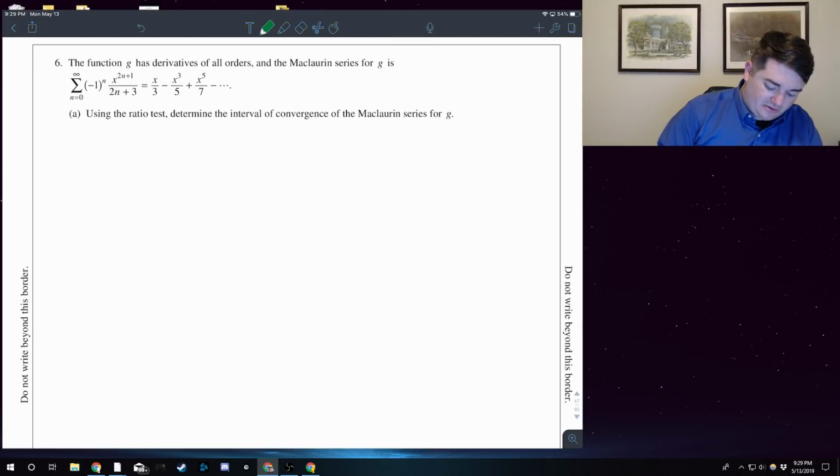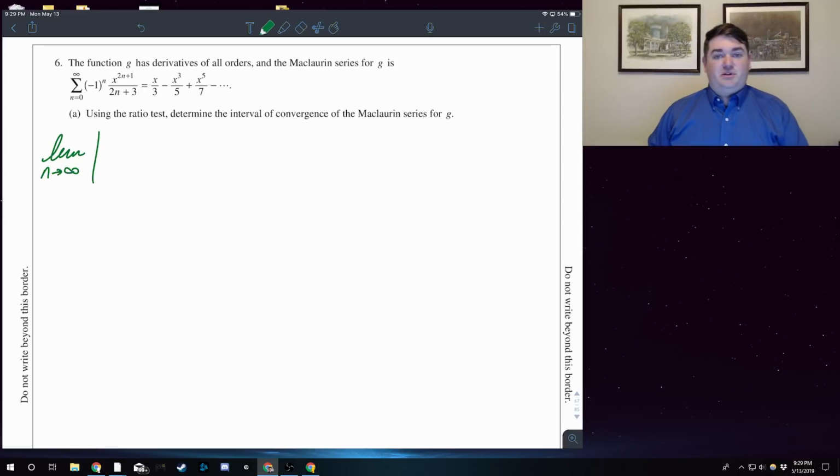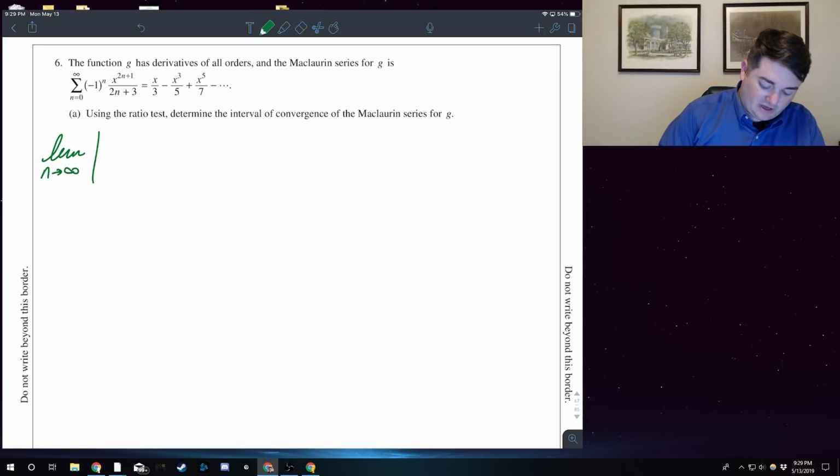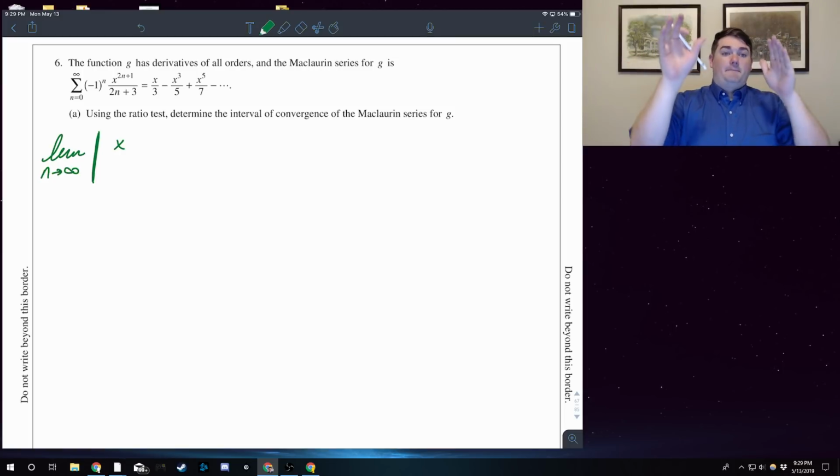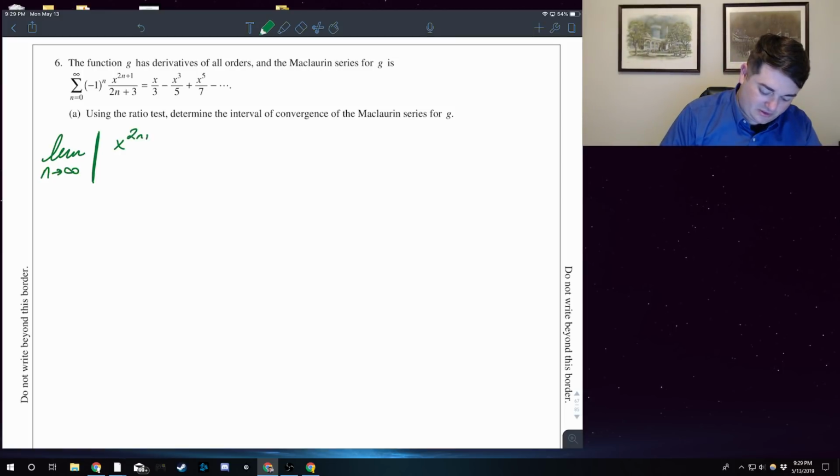Okay, so how does the ratio test work? I'm going to take the limit as n goes to infinity of the n plus first term. So, oh, and by the way, absolute value kills the alternating part. So x to the 2 times n plus 1, so 2n plus 2 plus 1, so 2n plus 3. If that was super confusing to you, then I'll try and come back and explain it again in a little bit.